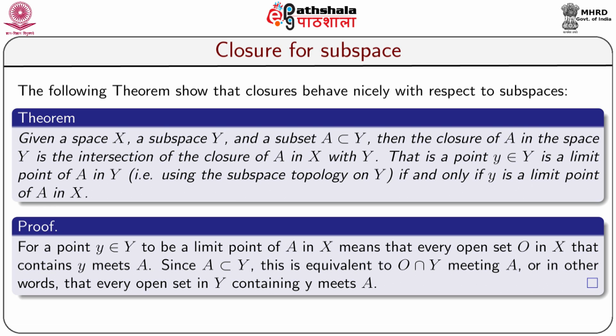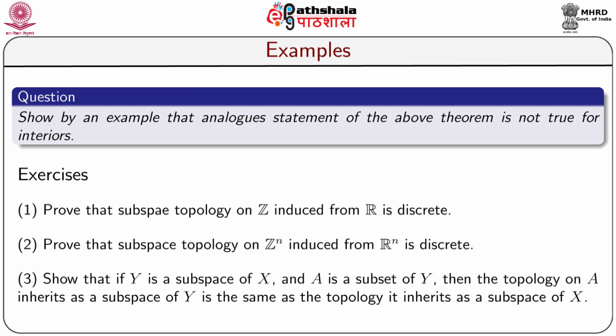Let us come to the proof. For a point y belonging to Y to be a limit point of A in X means that every open set O in X that contains y meets A. Since A is a subset of Y, this is equivalent to O intersection Y meeting A, or in other words, that every open set in Y containing y meets A. I am asking the student to show by an example that an analogous statement of the above theorem is not true for interiors. Now let us come up with some exercise.